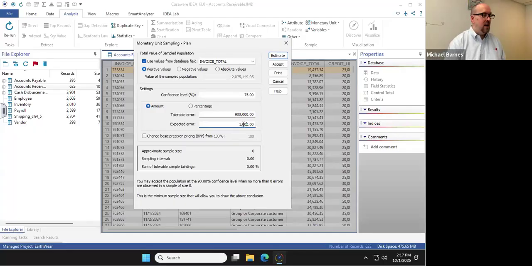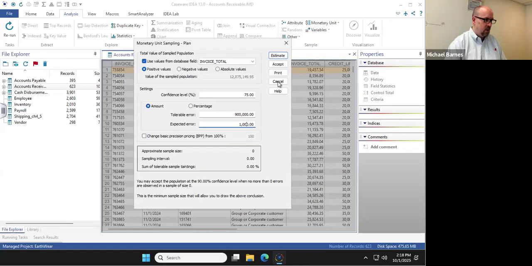Now, if I said the tolerable error was 900,000 and my expected error was 1 million, I'd be in for a world of hurt. That would be a problem because I'd be saying that I expect more error than I can tolerate, which again probably means that I'm testing the entire population. All right, so let's go ahead and run that.